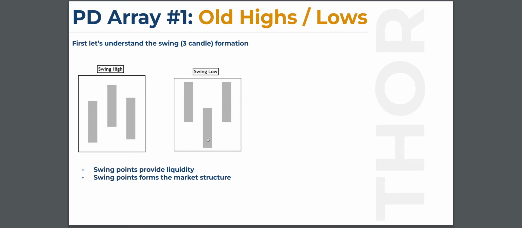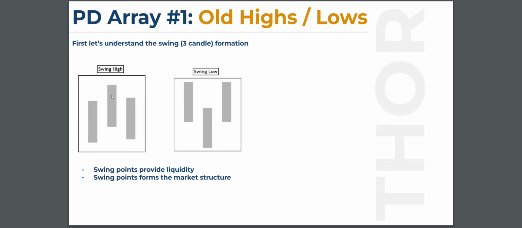And a swing point essentially requires a 3-candle formation. For swing highs, we're going to have a 3-candle formation, right? And the middle candle must be higher than the candle to the left of it and the right of it, right? That creates the swing high. And swing low, on the other hand, is going to be the opposite. The middle candle must be the lowest candle, lower than the left-hand side of it and the right-hand side of it.